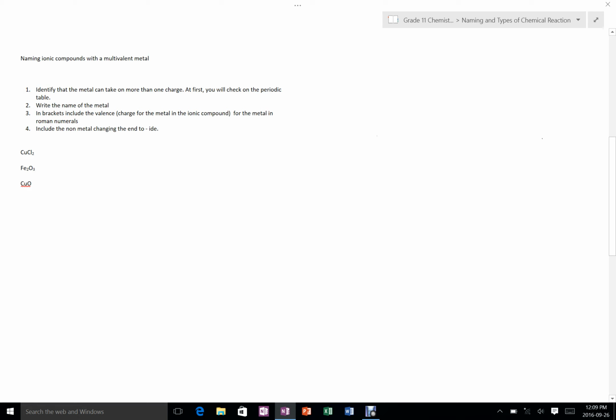So how are we going to do this? First, we're going to identify if the metal itself is multivalent or not. Some transition metals are, but not all, so don't just assume it is. You have to look in the periodic table to find out. We write the name of the metal, just like we usually do, and then in brackets after the metal, if it is multivalent, we put the valence in Roman numerals. If it is not multivalent, then we do not include the brackets and Roman numerals. It's only for ones that can take on more than one charge. Finally, we include the non-metal, changing the end of the non-metal to IDE like we have all along.